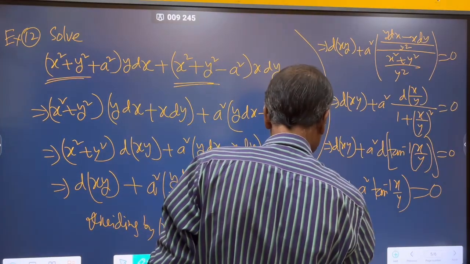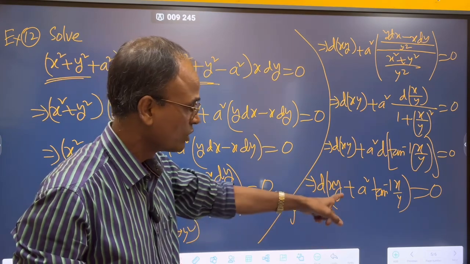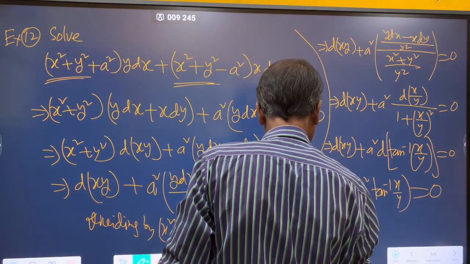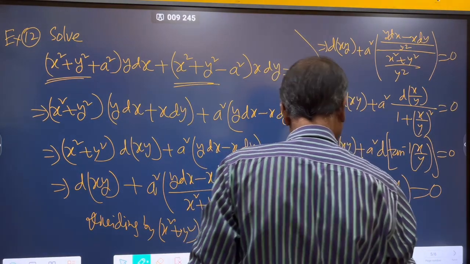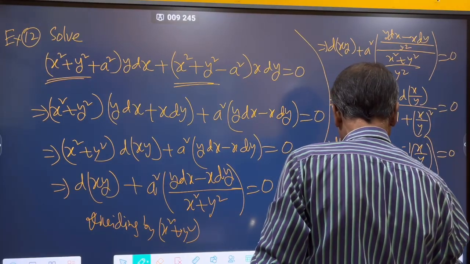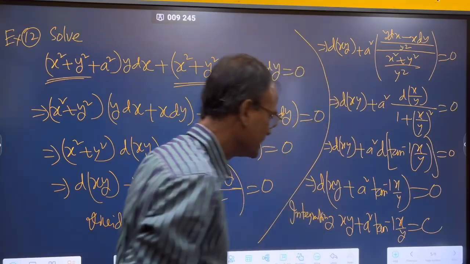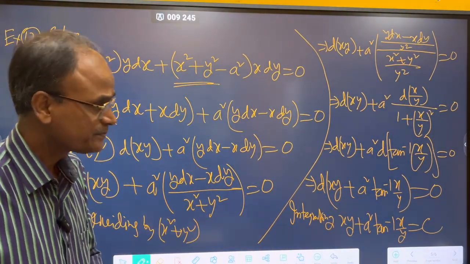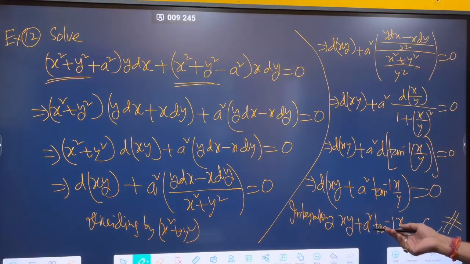Or integrating, it is of the form du is equal to 0, where u is a function of x and y. Integrating we get xy plus a square tan inverse x by y equal to c. We have solved the equation.